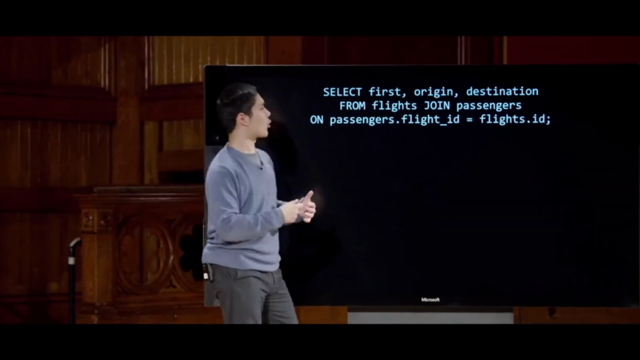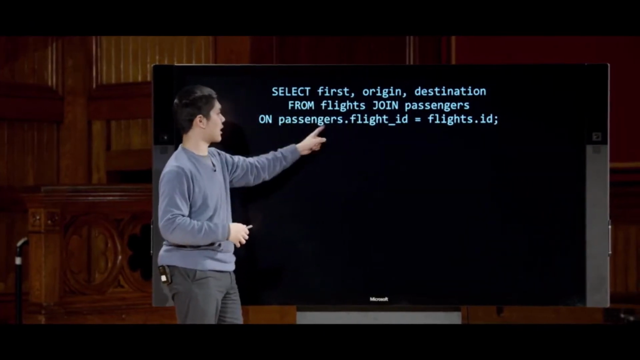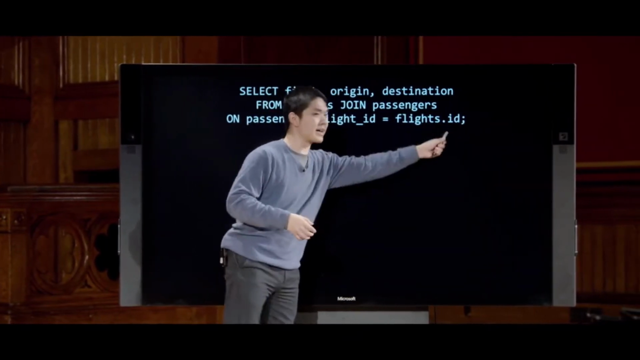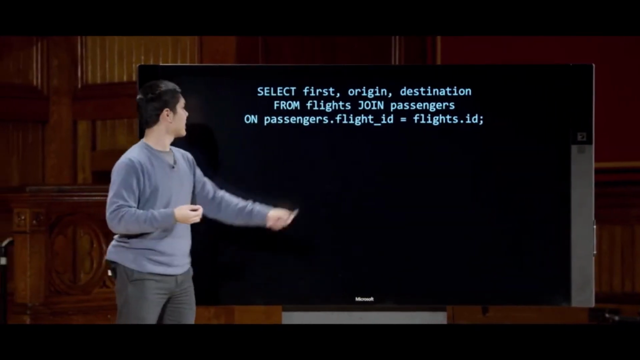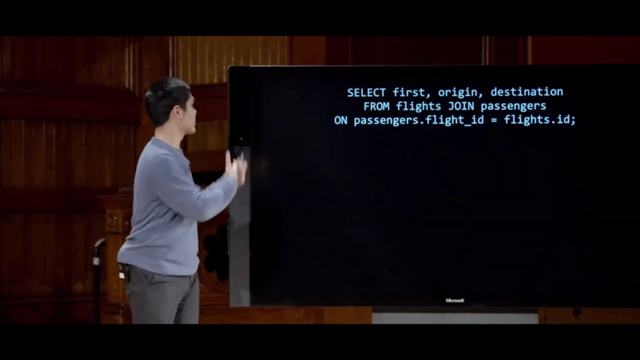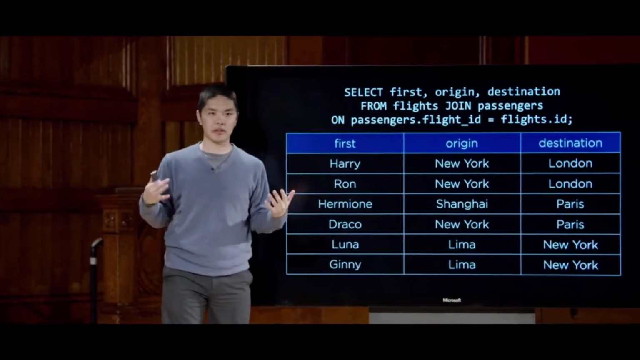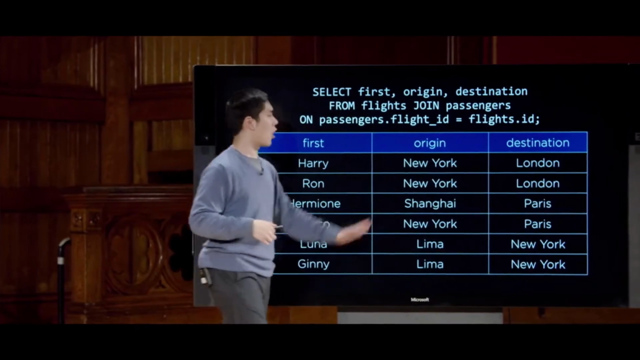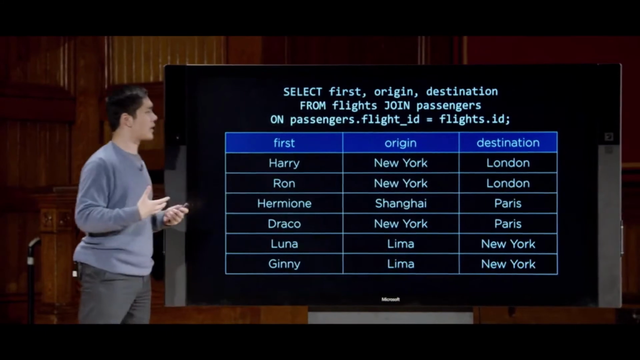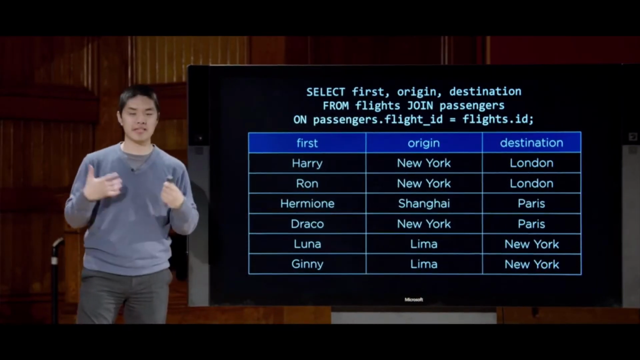And in this case, I'm saying the way these two tables are related to one another is that the flight ID column of the passengers table is associated with the ID column of the flights table. The flights table has an ID that uniquely identifies every flight, and the passengers table has a flight ID column that uniquely identifies the flight that we're referring to for this particular passenger. And so the result I might get is a table that looks like this, that gives me everyone's first name, but also their origin and their destination, where origin and destination are going to be drawn from that table of flights, and the first name is going to be drawn from the table of passengers.